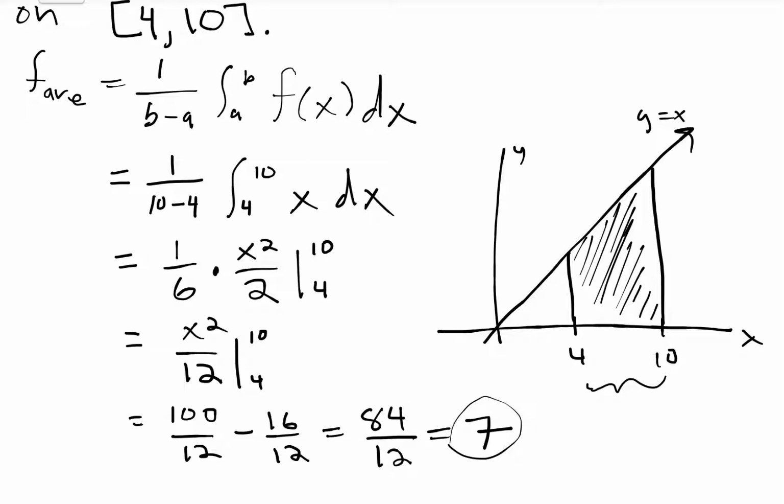You may notice that if I plug in these endpoints, this comes out to 4, this guy comes out to 10. My average value happened, just luckily, to be smack in the middle here, right? Okay, right at 7. Here's why.